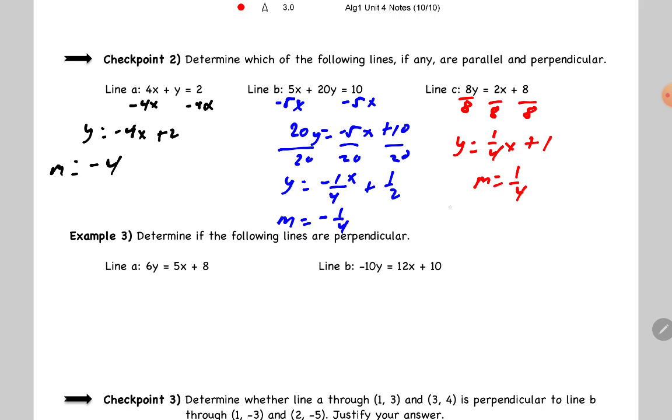Okay. If I look at line A and line C, those are opposite reciprocals. So negative 4 over 1, flip it, becomes 1/4. Make it opposite, becomes positive. So line A and line C are perpendicular.